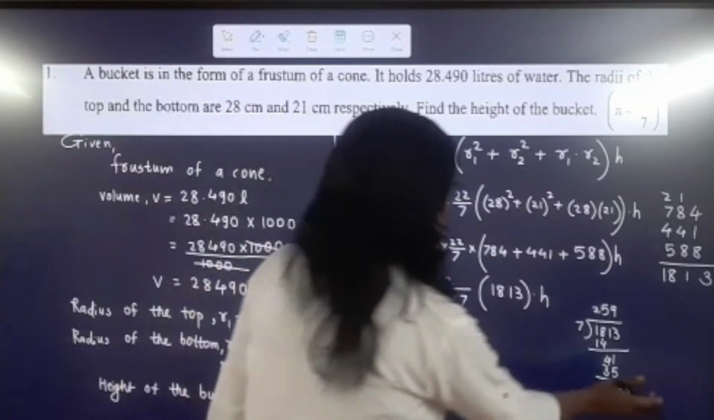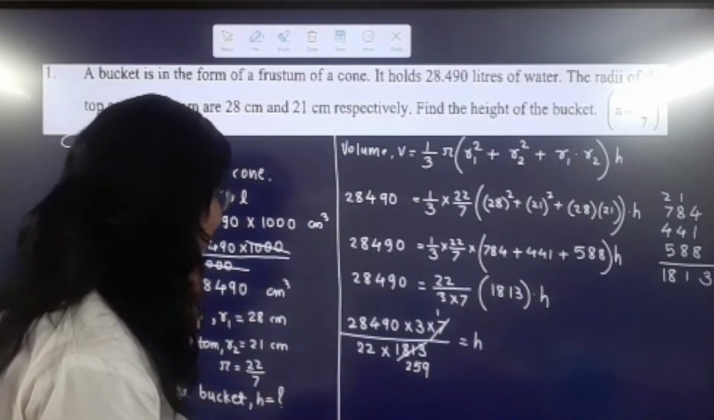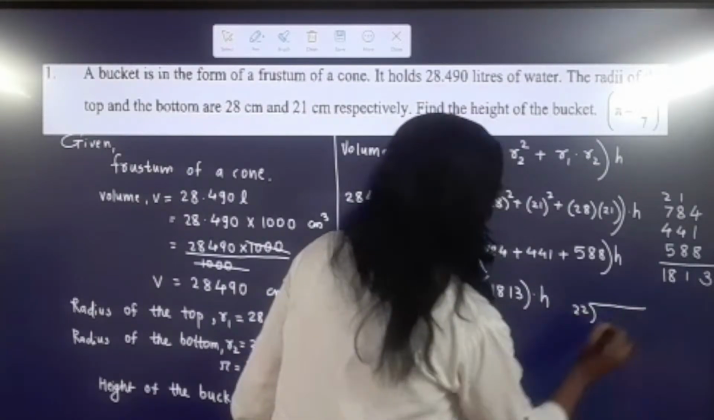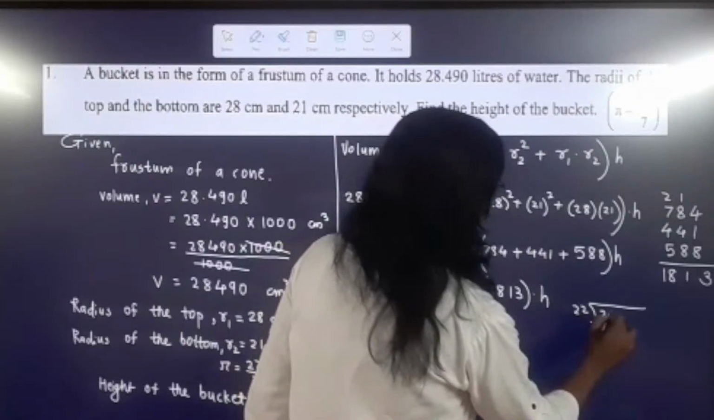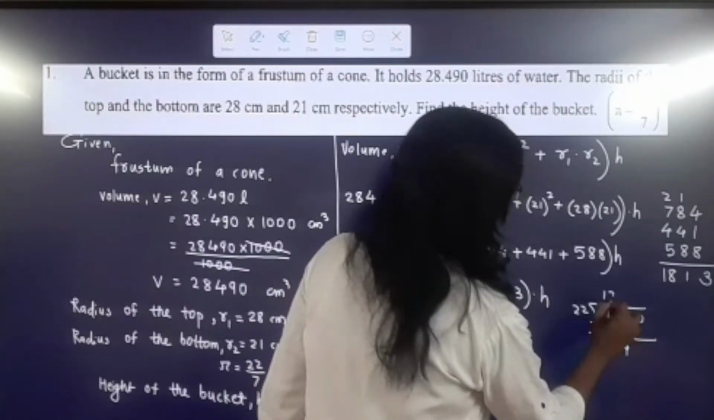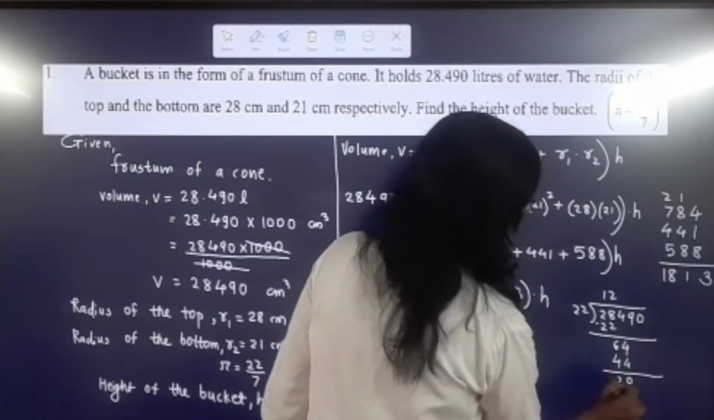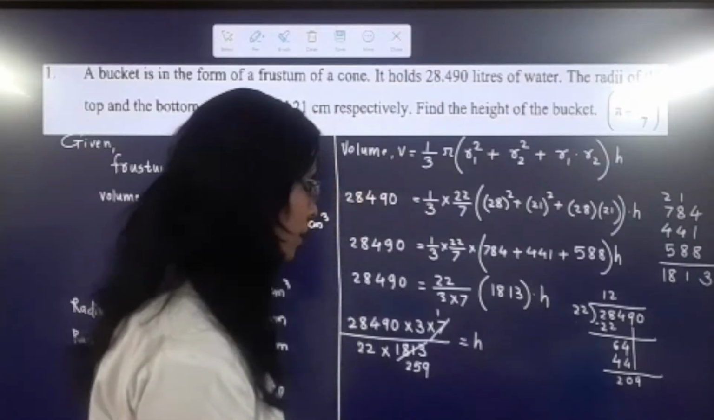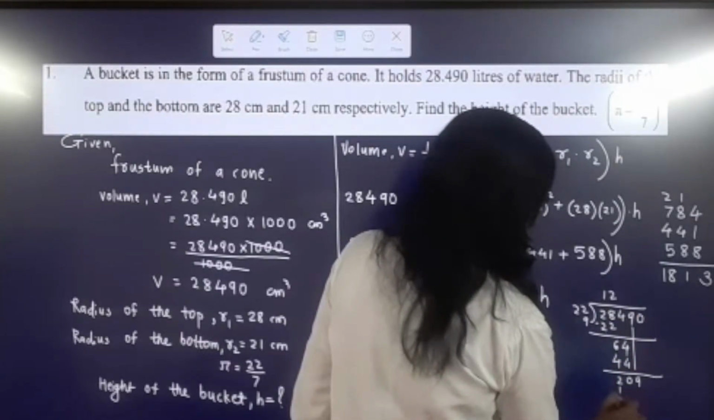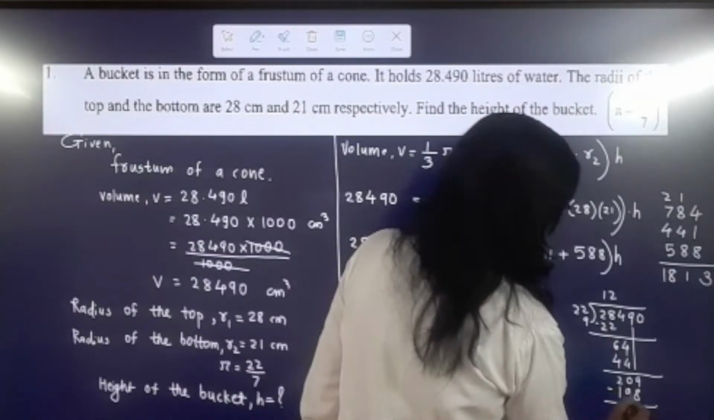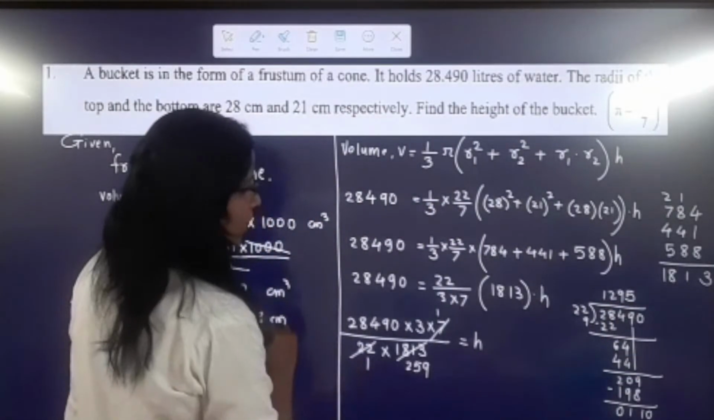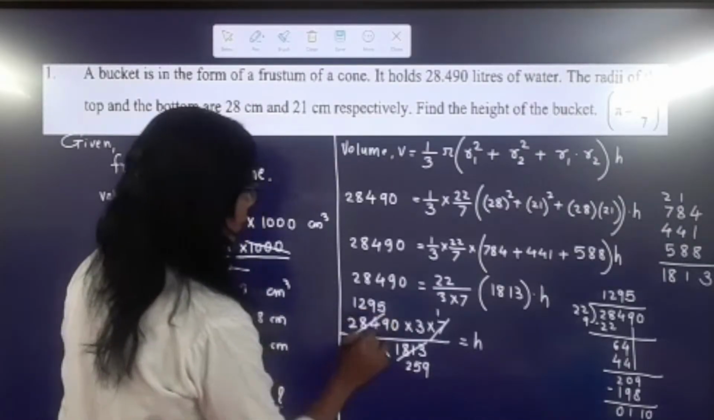Then next, we have 259 and 28490. I write 28490 divided by 22. 22 ones are 22, 22 twos are 44, then 9, then 22 nines are 198, then 110, 22 fives are 110, and we get 1295. Okay, students, this way.